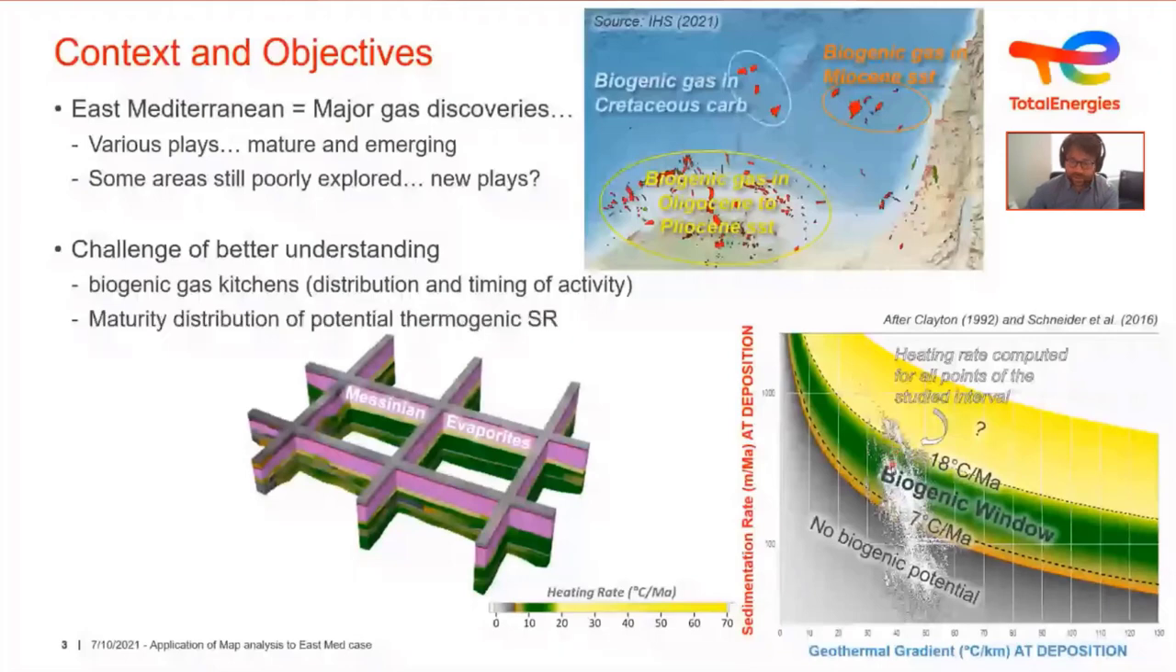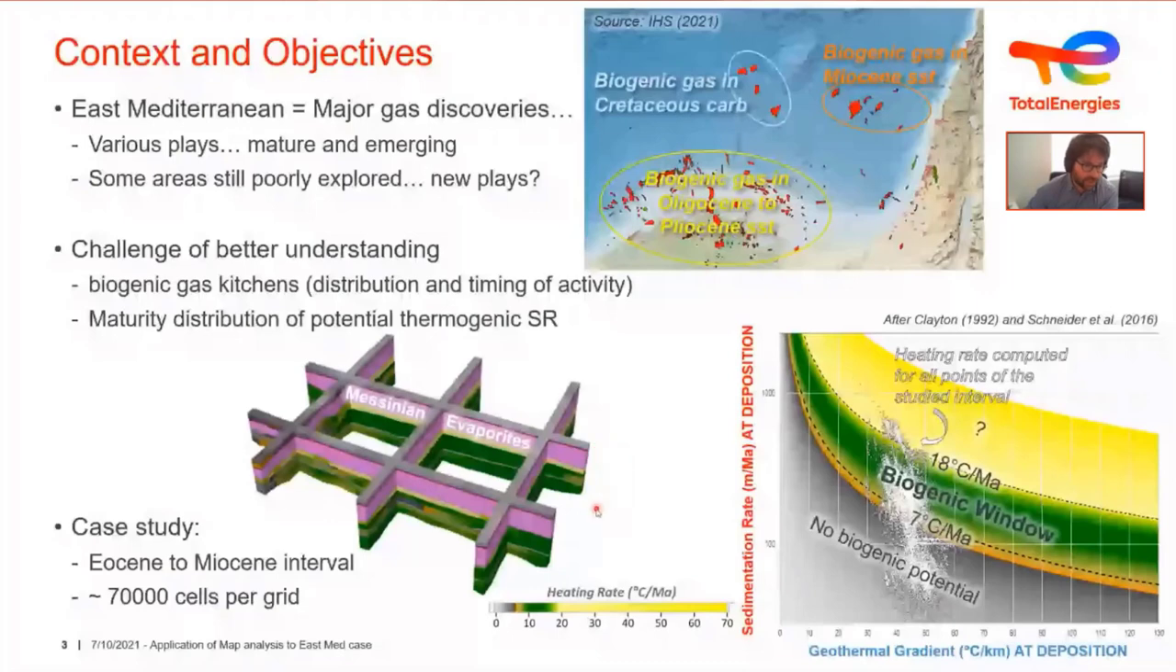Another question still without answer in this part of the world is the likely distribution of thermogenic source rock and the maturity distribution. So in that case, we will focus on this model, on the Eocene to Miocene interval, but of course the model has simulated all the sedimentary column from the basement to the surface. And we are dealing with a quite small grid with 17,000 cells in each model.